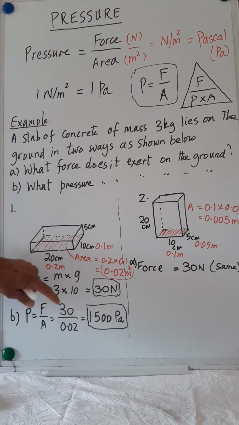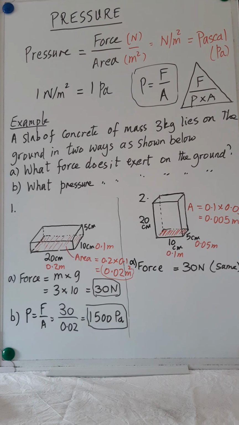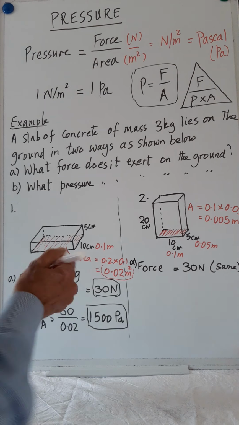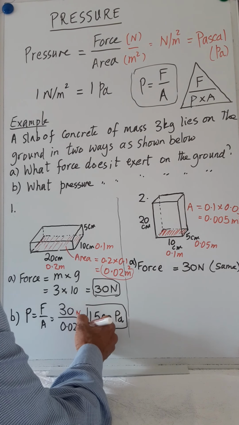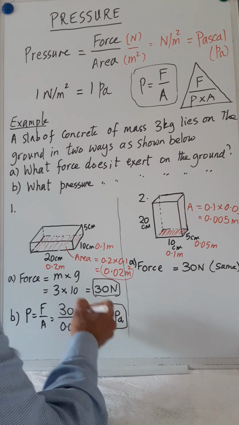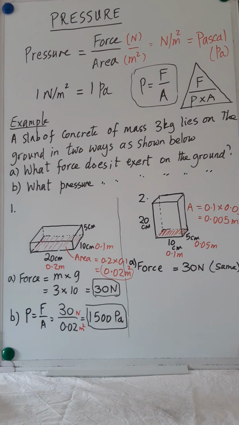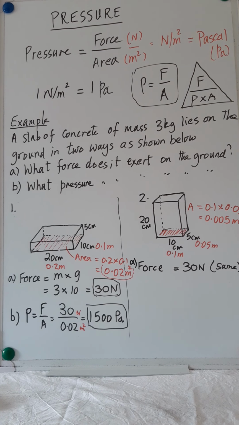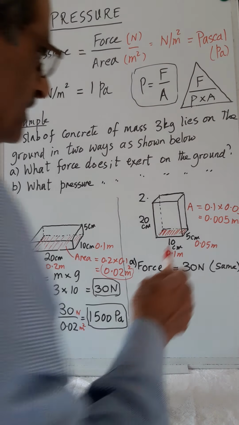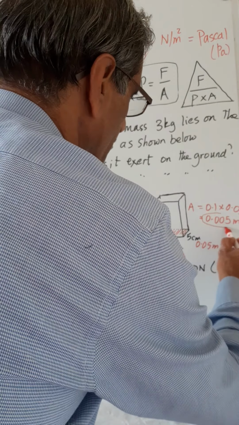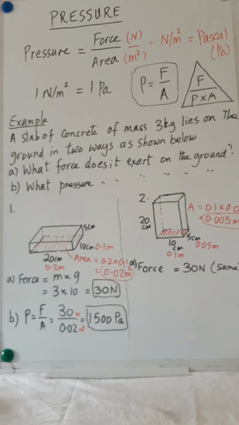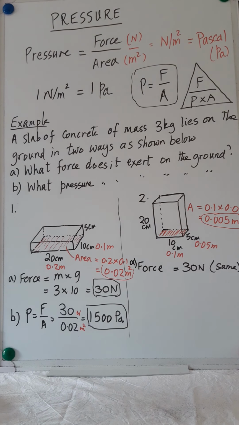Okay, force divided by area. Force is 30 newtons. If I write the units, newtons over meters squared, newtons per meter squared is pascal. Okay, now in this case, the area is 0.005 meters squared, and the force is 30.